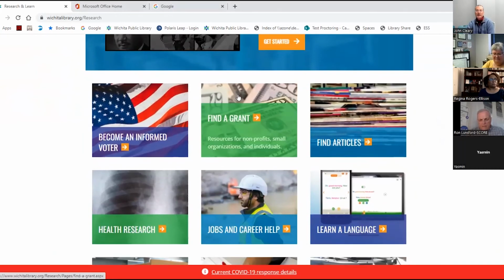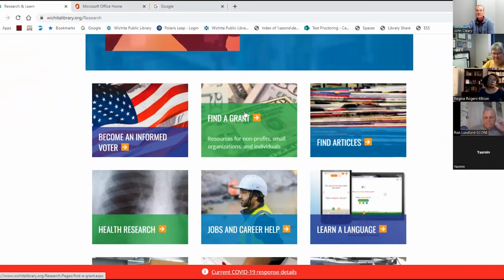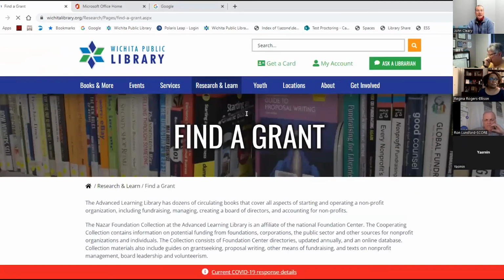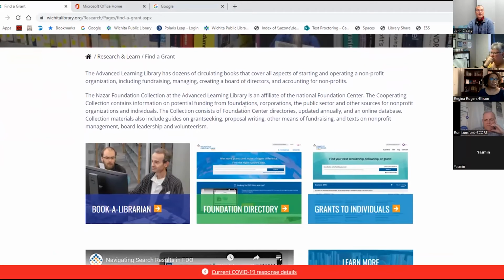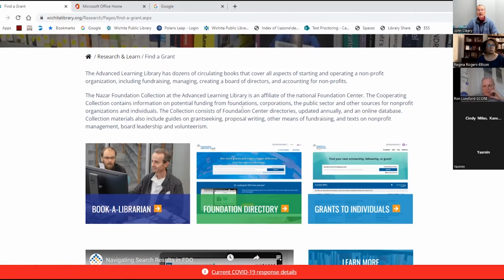But we have a really fine website for finding a grant, which covers resources for nonprofits, small organizations, and individuals. When you go to this site, it tells you that the library has dozens of circulating books that cover all aspects of starting and operating a nonprofit organization. These include topics like fundraising, managing, creating a board of directors, and accounting for nonprofits. We have approximately 100 books that check out of the library and approximately 100 reference sources that are here all the time to refer to that focus on nonprofits starting and operating them.